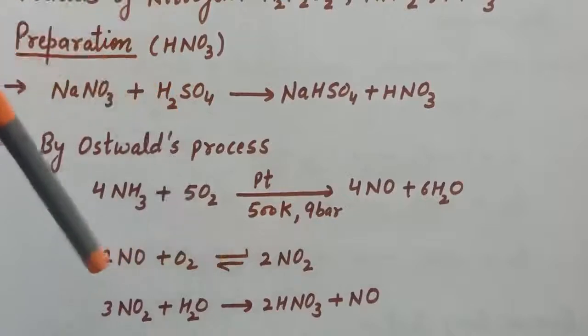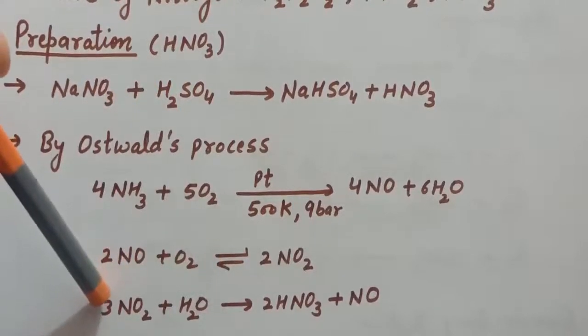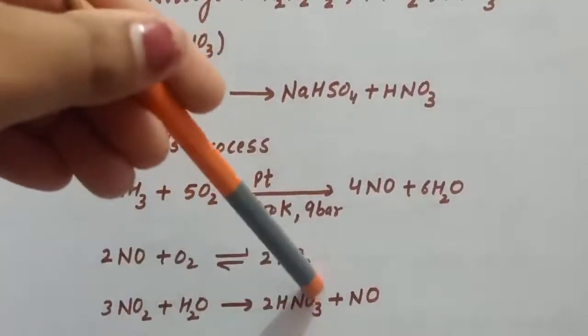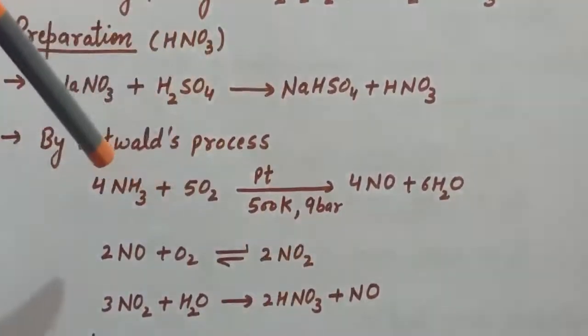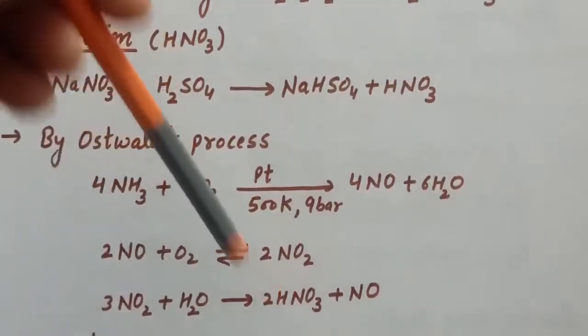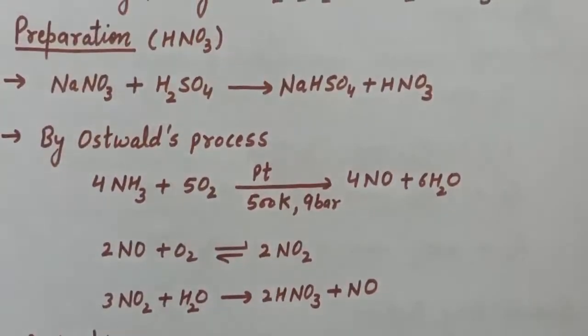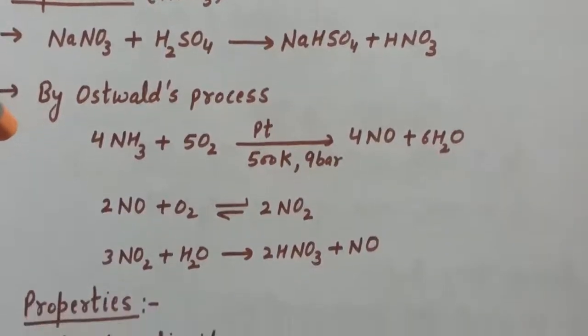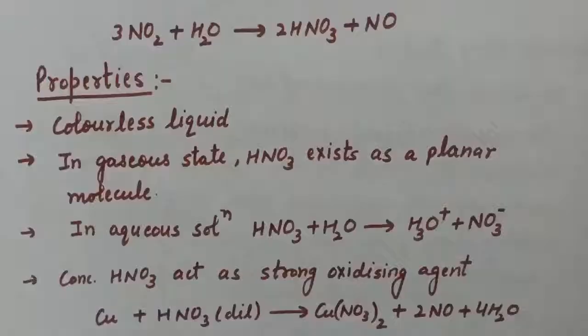Now after that in third step, this NO2 will combine with H2O, and here we are getting our nitric acid. So in Ostwald process there are 3 steps for the formation of nitric acid. So these are the 2 methods by which we can prepare nitric acid. Now next is properties of nitric acid.